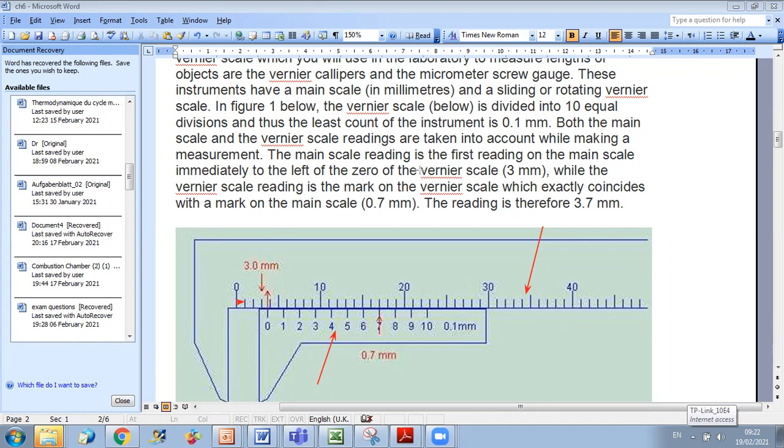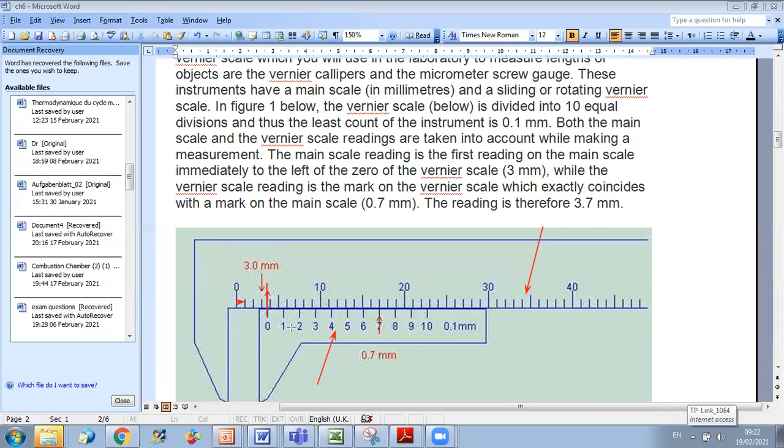So the main scale reading is the first reading which is immediately to the left of the zero of the vernier scale. So look at this figure, for example. I look at the zero of the vernier scale. Zero of the vernier scale is here. So it's between 3 millimeters and 4 millimeters. So I consider then that my first reading will be the one to the left of 0, which is 3. So I have first 3 millimeters. Now, to continue with my readings, I am between 3 and 4 millimeters, so now it is 3 point something.